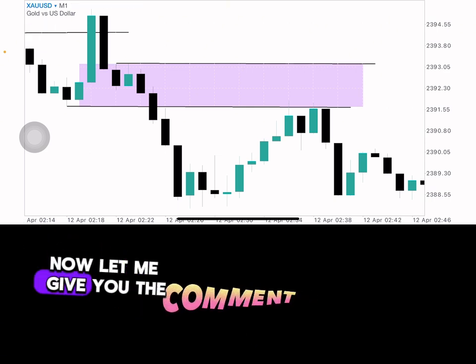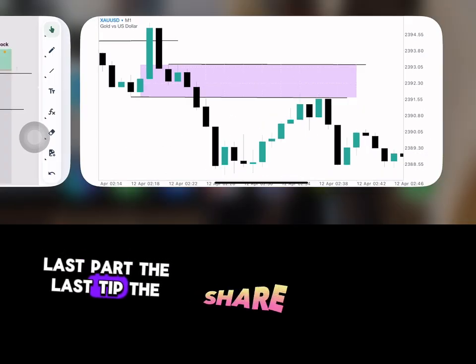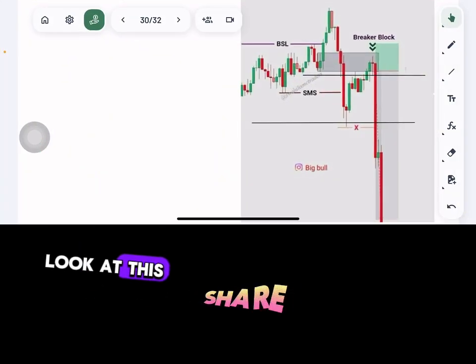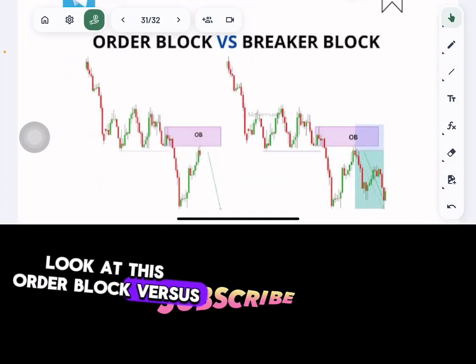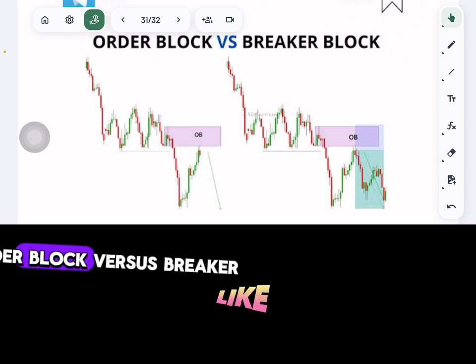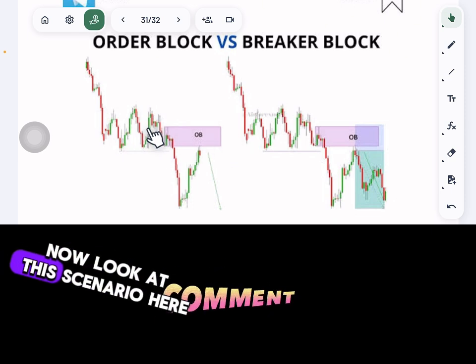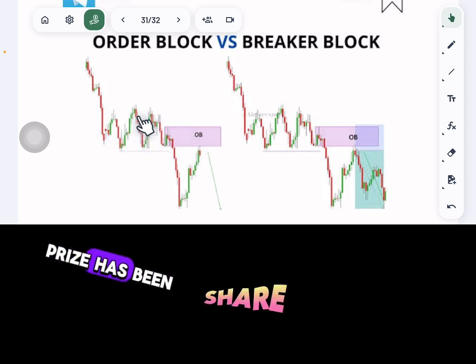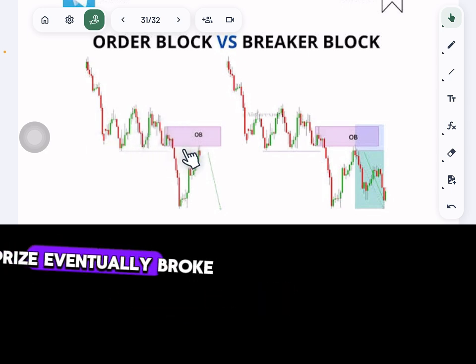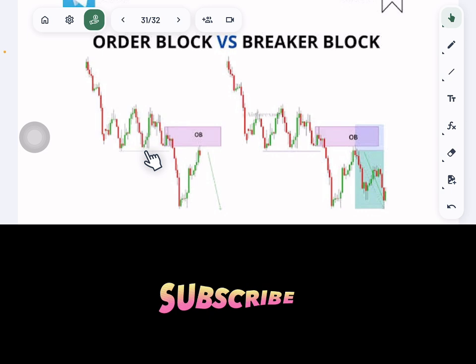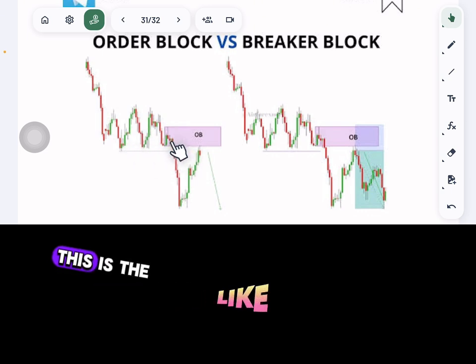Now let me give you the last tip. Look at this. Order block versus breaker block. I want to just show you this lastly so that you know. Now look at this scenario here. Price has been coming here, and price eventually broke structure here. This is the order block.